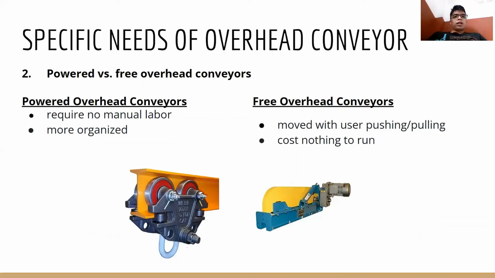Powered versus free overhead conveyors. Overhead conveyors can be free to move or can be powered via a motor, depending upon the needs of the project. Free overhead conveyors are moved with the user pushing or pulling and are an effective economical option. Powered overhead conveyors are more often chosen, however, as they require no manual labor, can be automated and speed controlled, and are a more organized conveying method. Free overhead conveyors cost nothing to run, but the energy efficiency of powered conveyors is quite impressive.